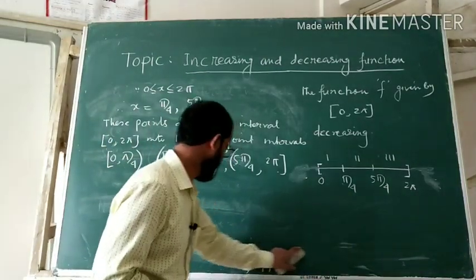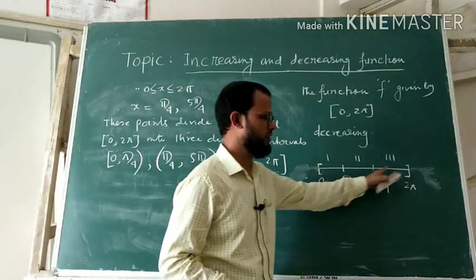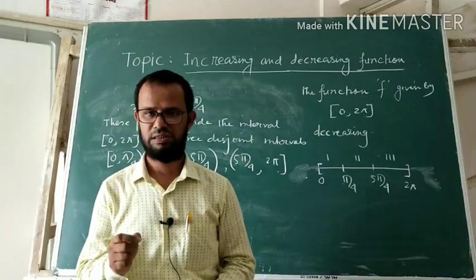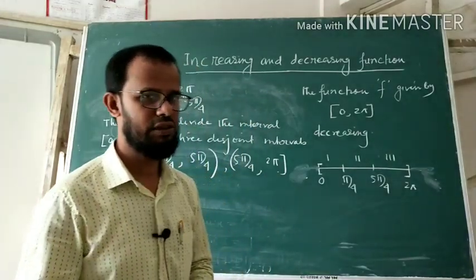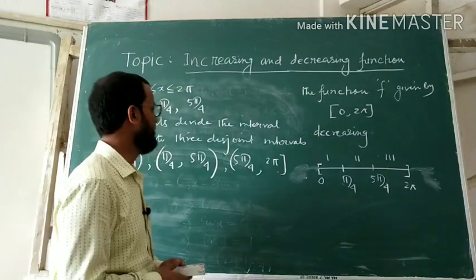So these are disjoint intervals which divide the domain into how many parts? 3 parts. So there are 3 cases we have to discuss, and in these 3 cases, we have to find whether our function is increasing, strictly increasing or strictly decreasing.